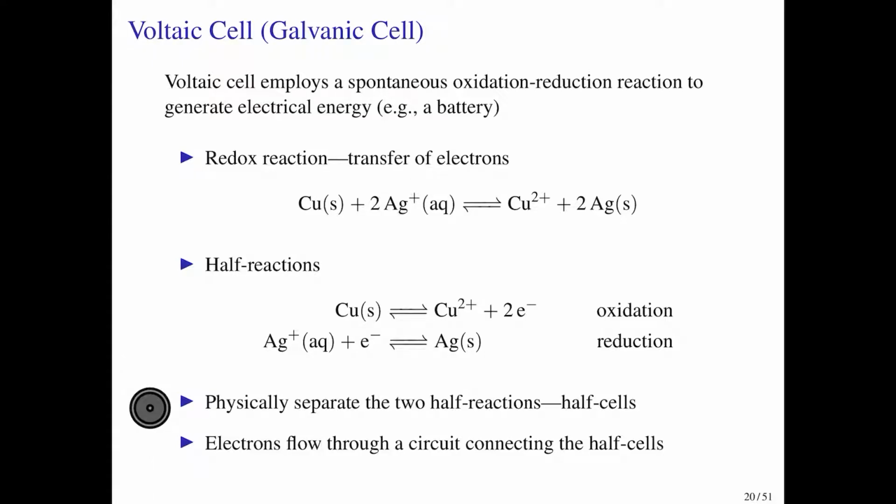The idea of a voltaic cell is to physically separate the two half reactions from one another. The two half reactions take place in what are called half cells that are isolated from one another. They are connected via wires and a salt bridge, as we'll see in the diagram, which allows electrical current to flow through the circuit. You can put something in between the two half cells and use that to drive a device. If this reaction were spontaneous, that is, if electrons will spontaneously flow through the circuit, then you can use that electrical current to do work.